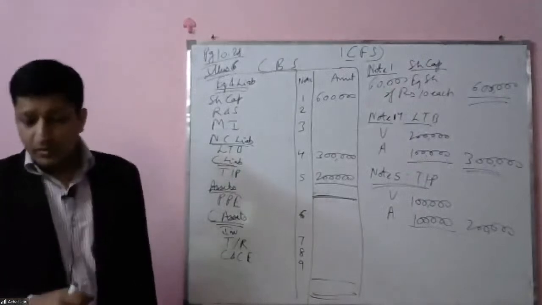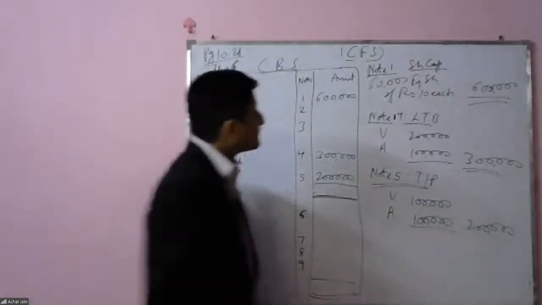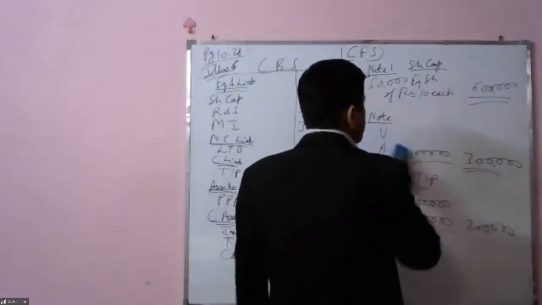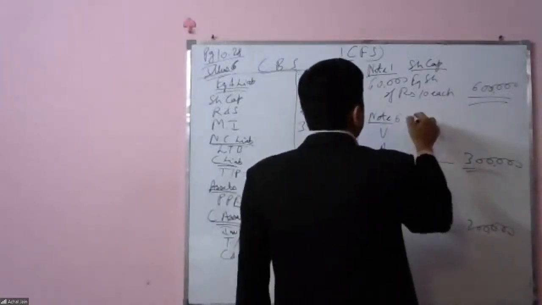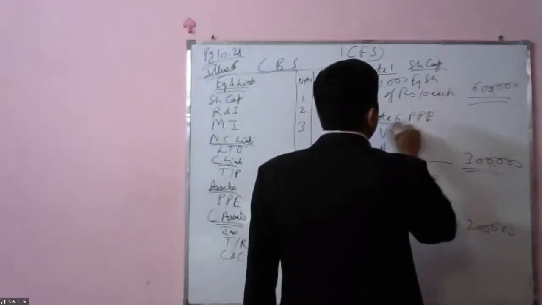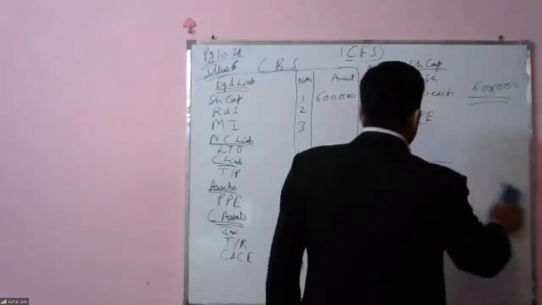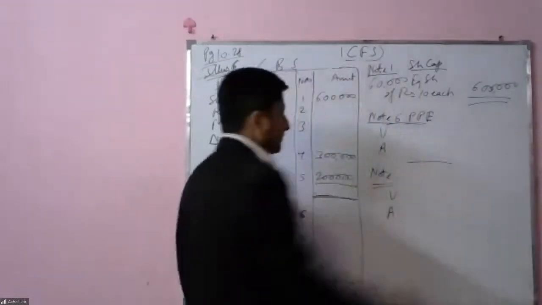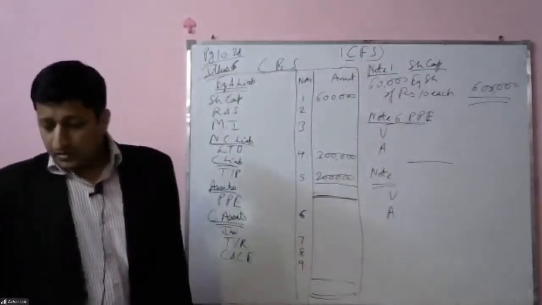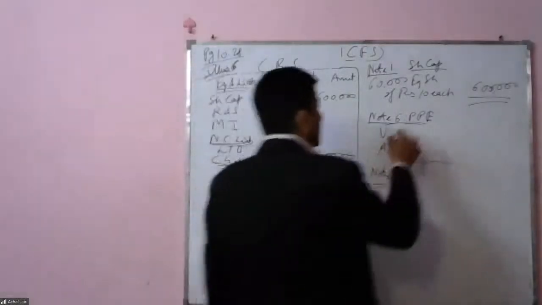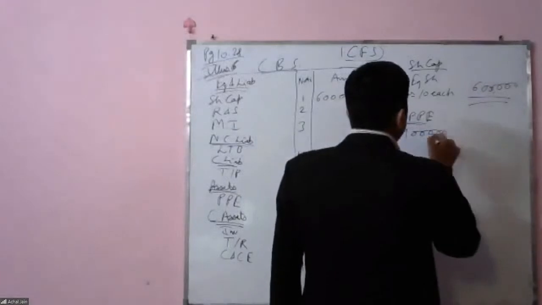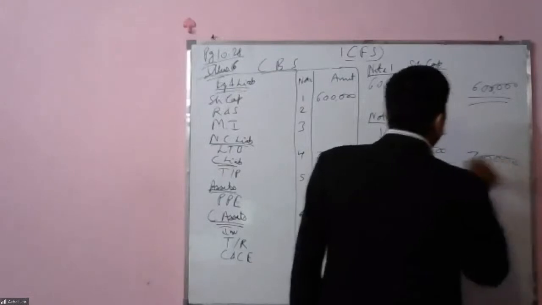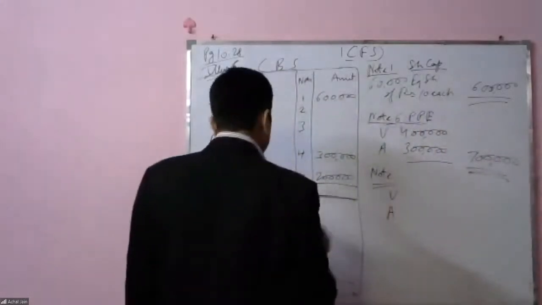Note number 6, PPE. So same way, there is no adjustment. So this will be added. So I'm just changing this to note number 6, PPE. So these 2 will be added. So this is 4 lakh and 3 lakh. So all in all, this becomes 7 lakh.